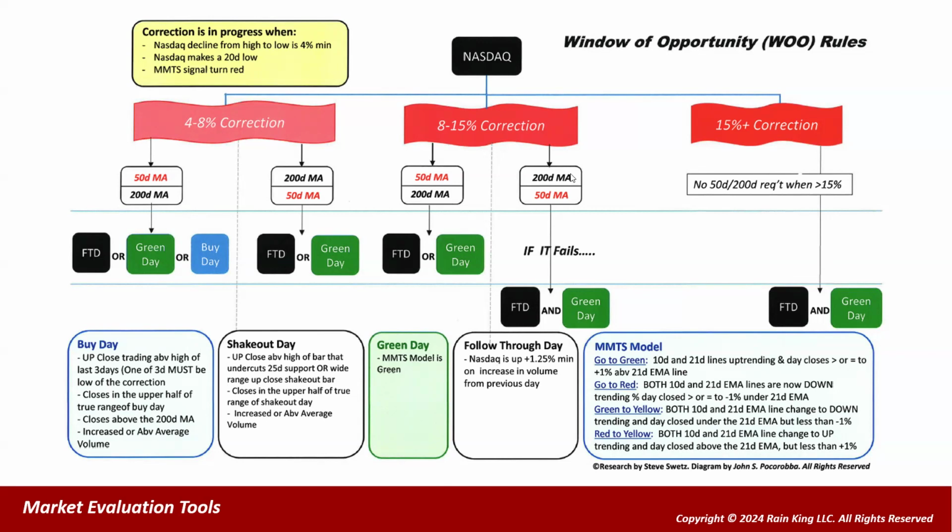And if your 200-day is in the reverse position and the follow-through day fails, if you have a failed follow-through day, you're going to need a follow-through day and a green day, both conditions, when you're coming out of a deeper correction. And if you're coming out of a 15+ deep correction, again, Steve wants to see a follow-through day and a green day. So the MMTS model needs to be green as well as follow-through day conditions.